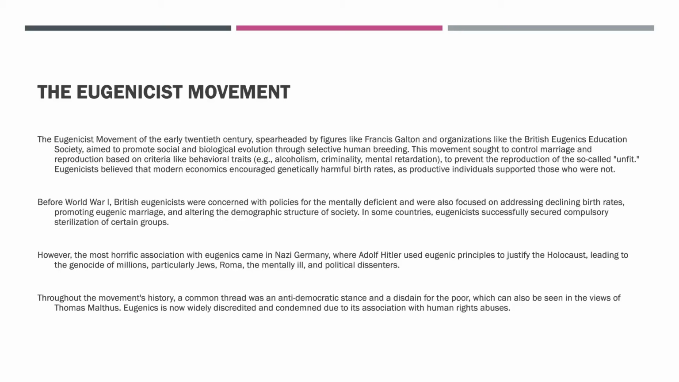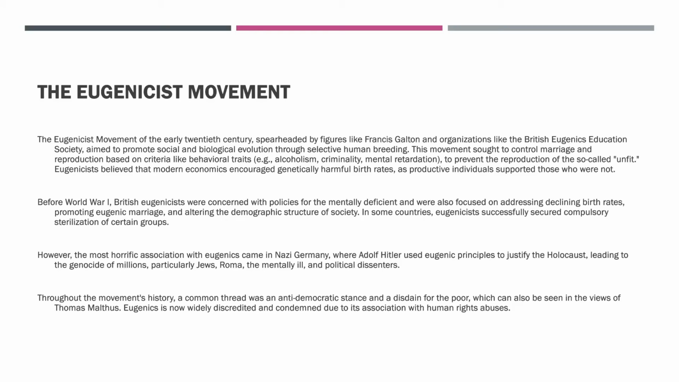Now we move on to the eugenics movement. The eugenics movement of the early 20th century, spearheaded by figures like Francis Galton and organizations like the British Eugenics Education Society, aimed to promote social and biological evolution through selective human breeding. This movement sought to control marriage and reproduction based on criteria like behavioral traits such as alcoholism, criminality, mental retardation, to prevent the reproduction of the so-called unfit.